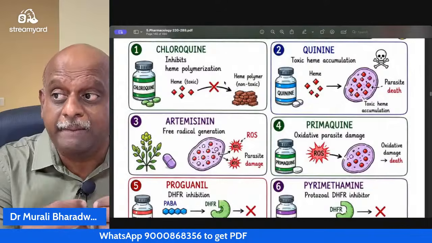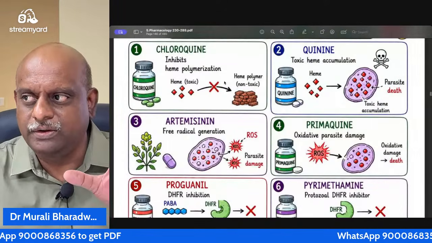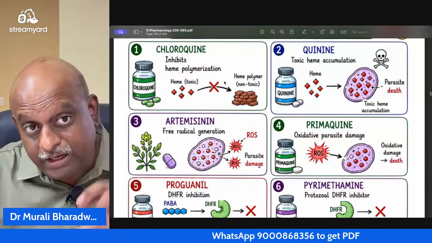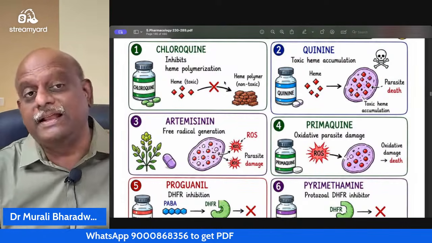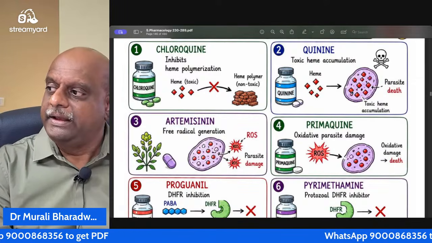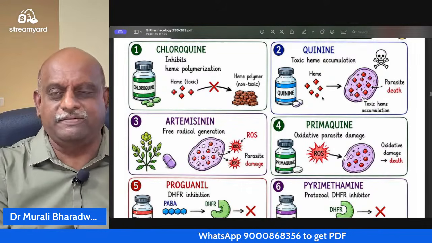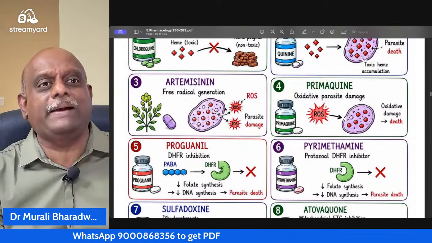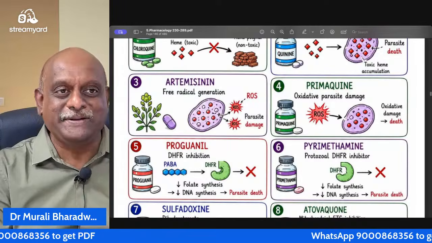Chloroquine inhibits heme polymerization. Typically the polymer is non-toxic, and if you inhibit polymerization, the unpolymerized heme is toxic and kills the organism. Quinine also leads to a toxic concentration of unpolymerized heme. Artemisinin generates free radicals and kills the parasite. Plasmodium. Not the mosquito, I'm talking about Plasmodium.